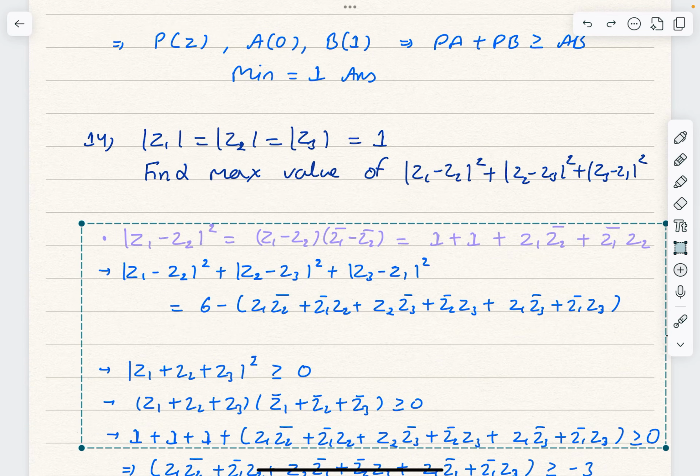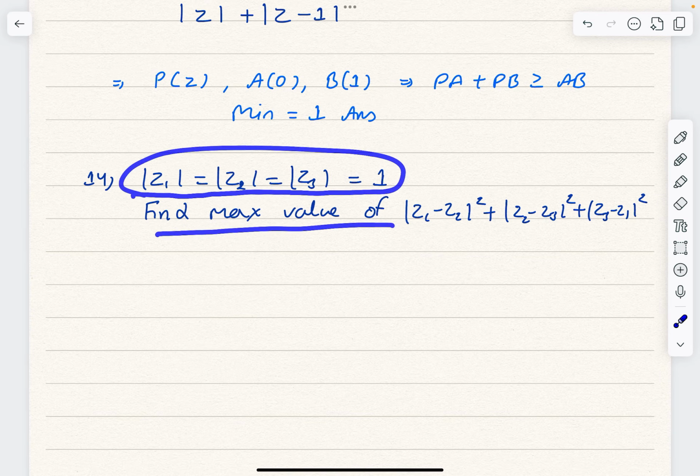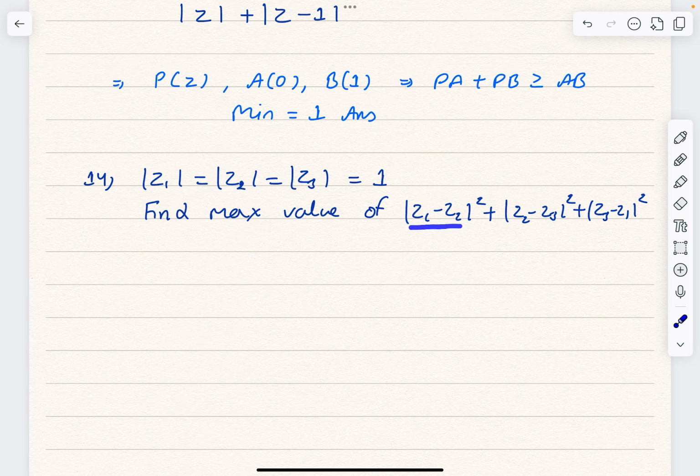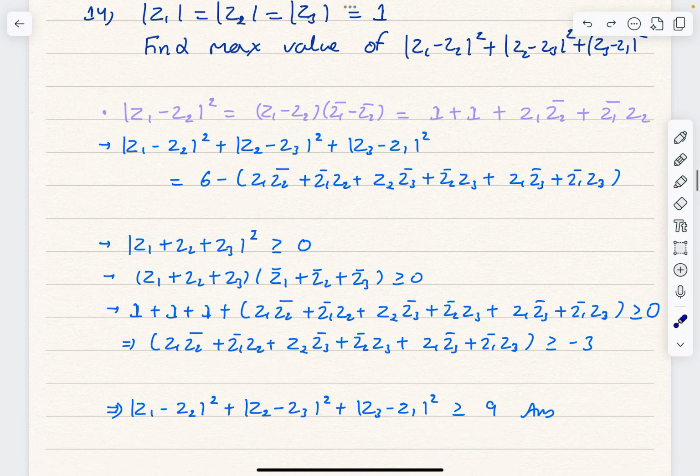Again, a theoretical problem we have. |z1|, |z2|, |z3| are 1. Find the maximum value of |z1 − z2|² + |z2 − z3|² + |z3 − z1|². Okay, you can give it a try. Let us start the discussion. The correct answer here is 9.